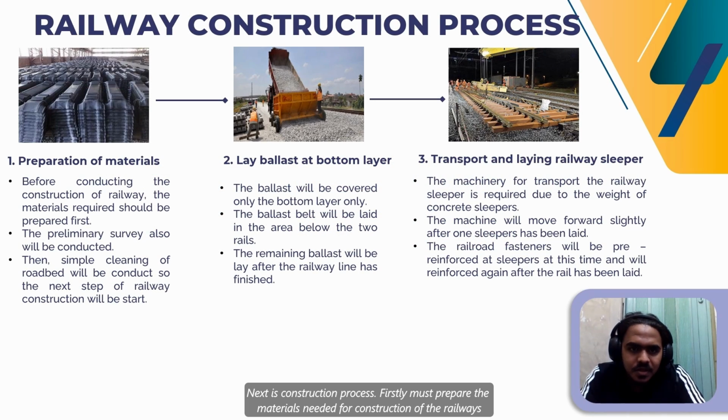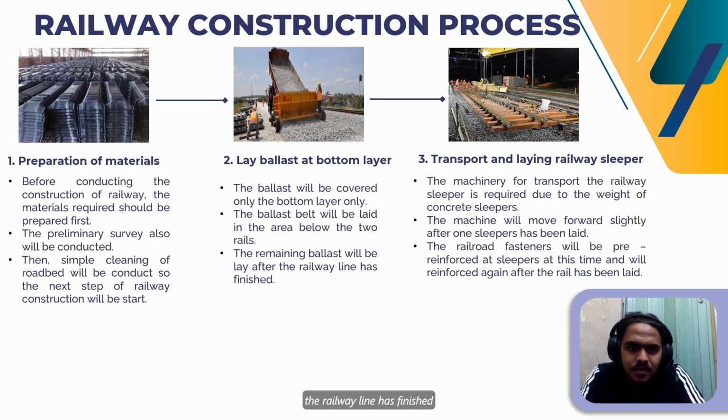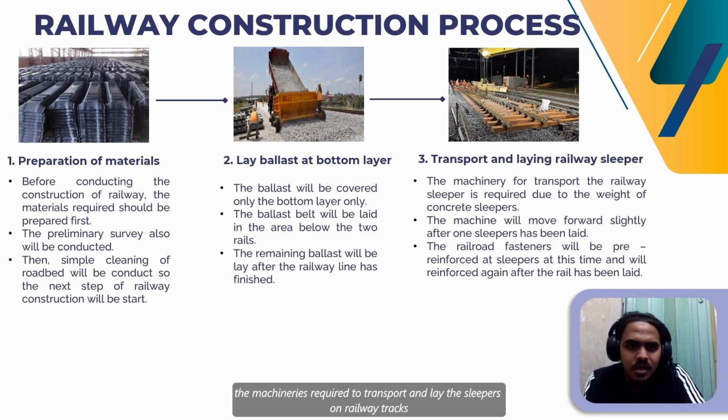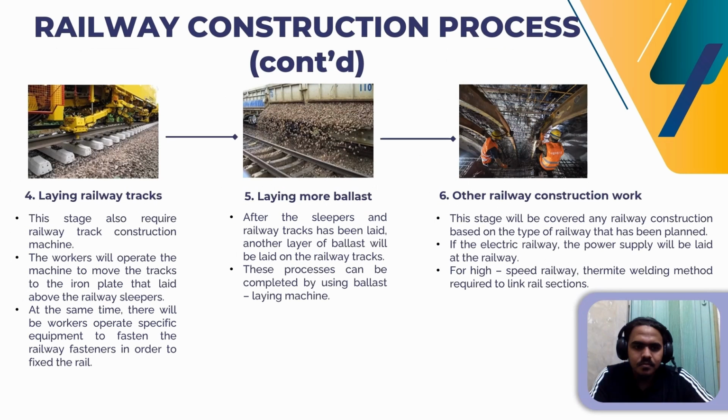Next is construction process. Firstly, must prepare the materials needed for the construction of the railways. Next, laying ballast on the bottom layer only, while the remaining ballast will be laid after the railway line has finished. Next step is transport and laying sleepers. The machinery required to transport and lay the sleepers on railway tracks.